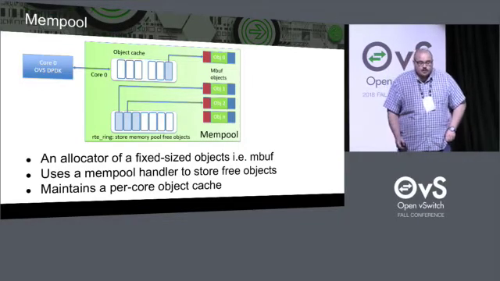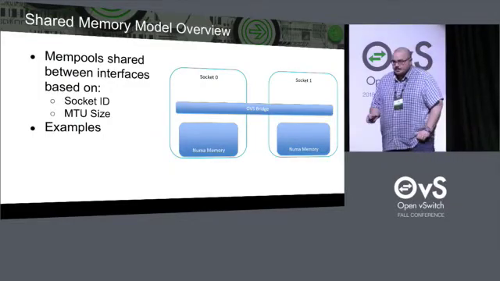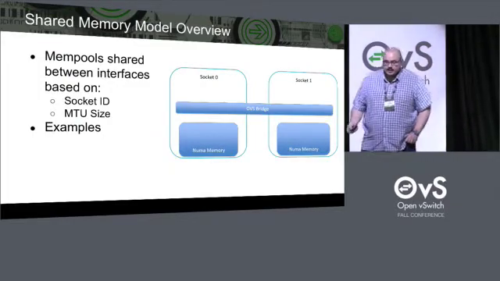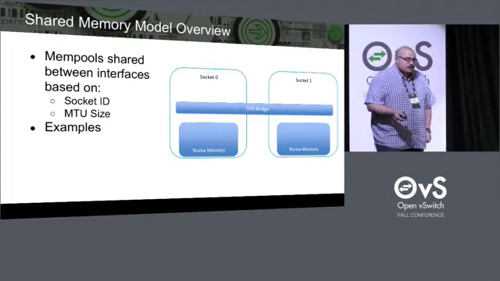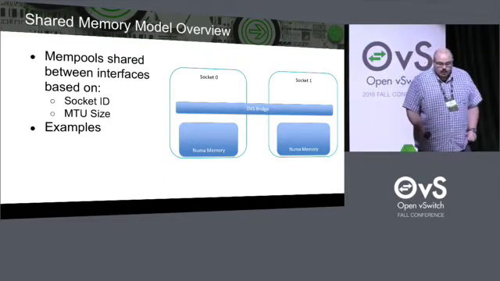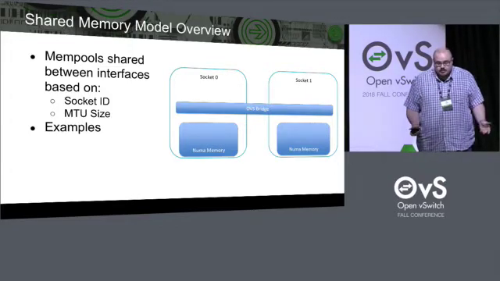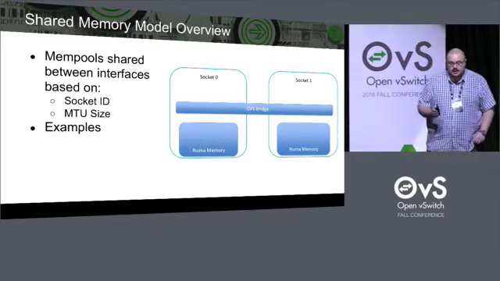So if we go forward and ask, what was in OVS DPDK previously? What was the model we were using? We had the shared memory model. It was basic, but it worked well for what we needed. If we take an example system, we have two sockets. You can see that we have NUMA memory allocated on each socket.